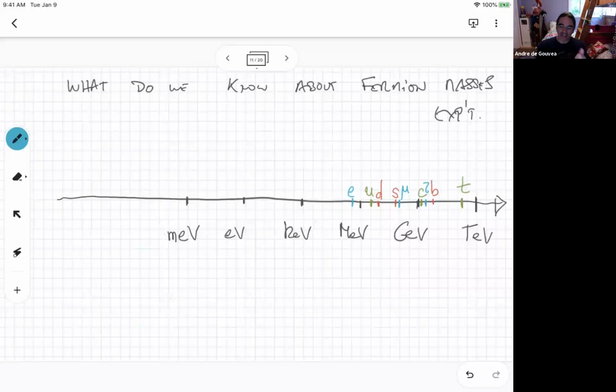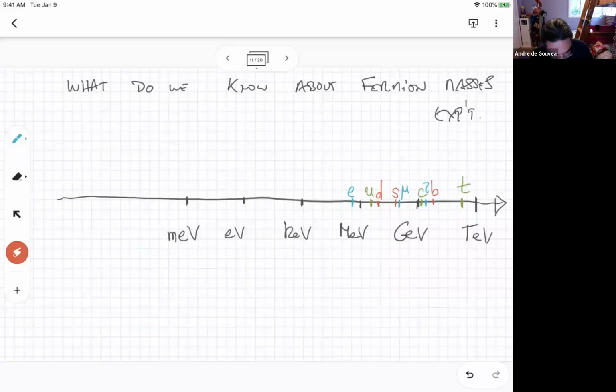Okay, and again, it is pretty weird how different these masses are. And this is something that Lisa will talk about: we spend a lot of time writing down models to explain why these masses are so hierarchical.